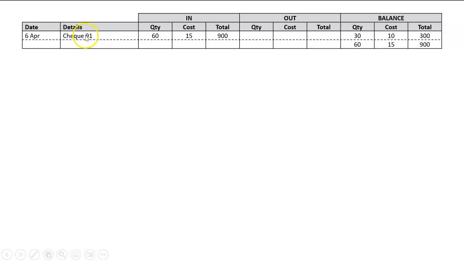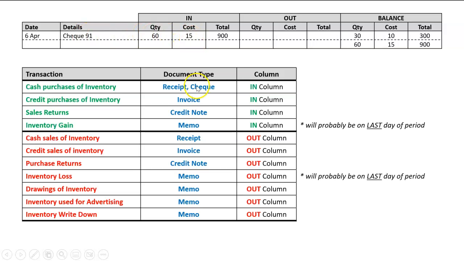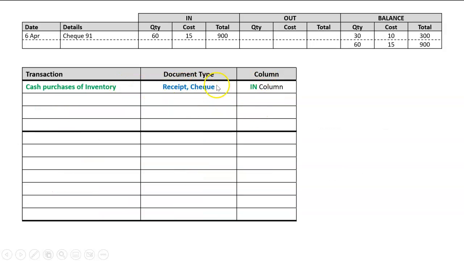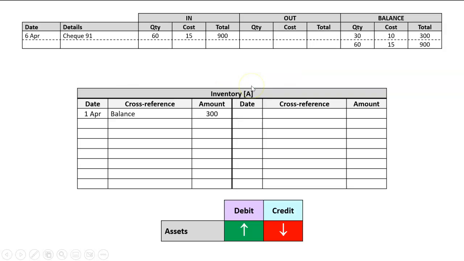All right, what about this one? 6th of April, check, in column. So what do we got here? In column. Now, the only thing in the in column that could have a check would be a cash purchase of inventory. So in column would mean inventory would go up. Now it's on the 6th of April, so we'd write 6th of April. Now in the ledger, we wouldn't write the document number here. In the inventory card, we would. We're not going to write check 91 there. We're going to write the name of the ledger on the other side. So on the other side of this would be the cash ledger for $900. And that's making inventory go up, so that's why it's a debit.